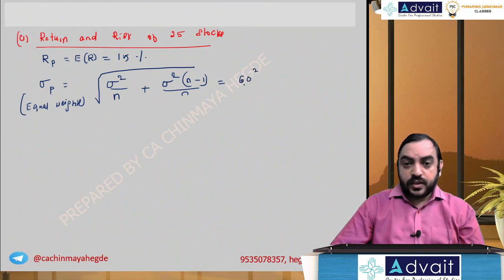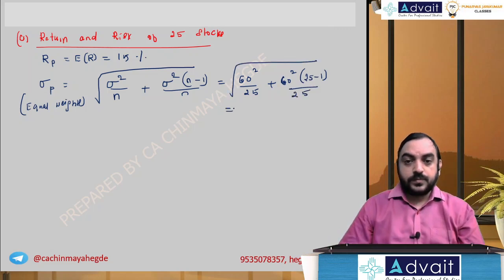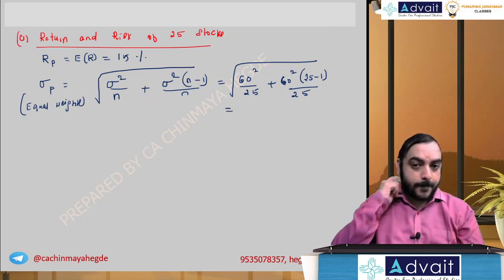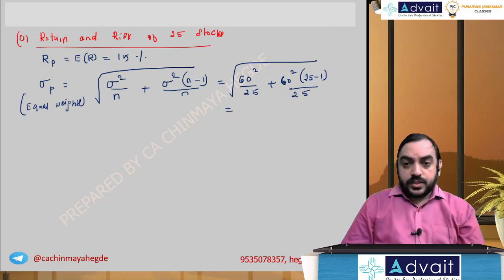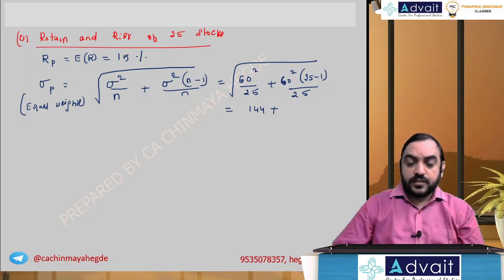Standard deviation 60%. So, 60 square by 25 stocks, plus 60 square into (n minus 1), so 25 minus 1, by 25. Then square root. 60 into 60 by 25 is 144, plus 60 into 60 into 24 by 25 is 3456. Add 144 and take the square root.